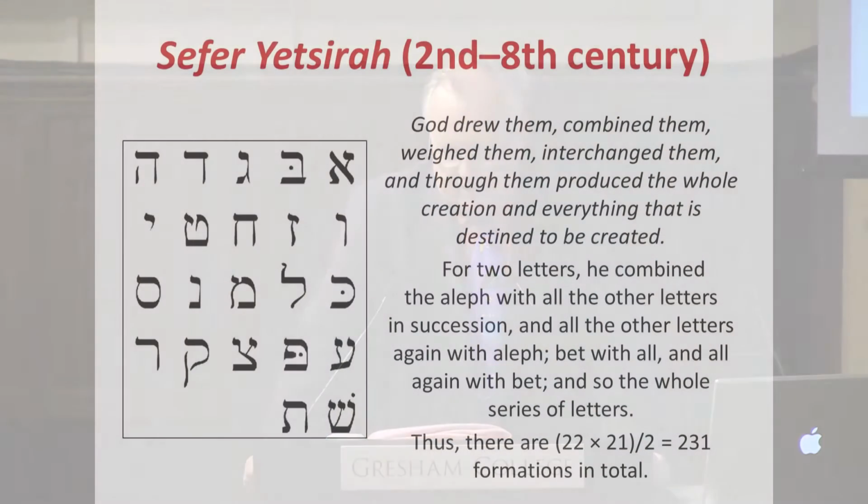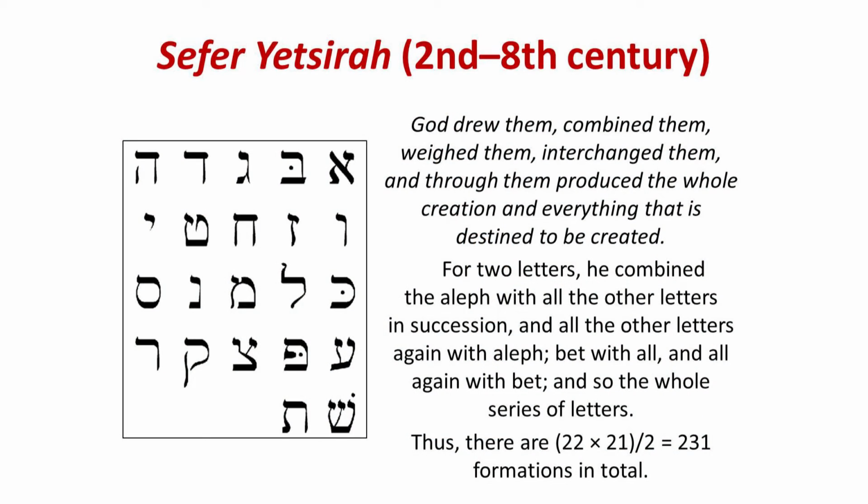Many early combinatorial examples arose from religious concerns. The Sefer Yetsirah, which we saw before, the book of creation, asserted that God had created the world and named everything in it, using just the 22 letters of the Hebrew alphabet, which you can see here. God drew them, combined them, weighed them, interchanged them, and through them produced the whole creation and everything that is destined to be created.